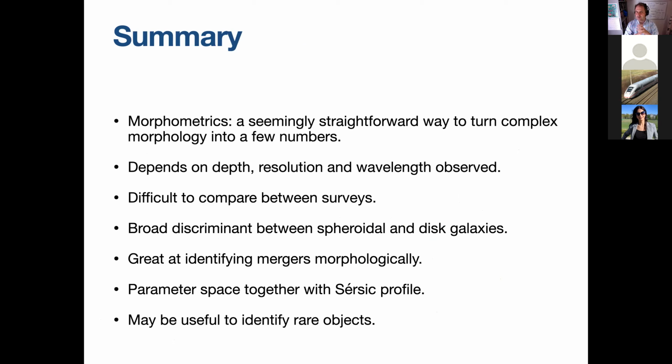So, summary: morphometrics are seemingly straightforward. Seemingly is doing a bit of heavy lifting there, because it means that, yes, these are easy to compute and easy to mess up. You can compute them very straightforwardly for your survey, and then within your survey, you can use them to classify things. You can turn complex morphology into a few numbers, and that's the attraction, because it's much easier to plot 3 numbers for 50,000 points than to classify these things by eye, like doing a 50,000 point Hubble tuning fork.